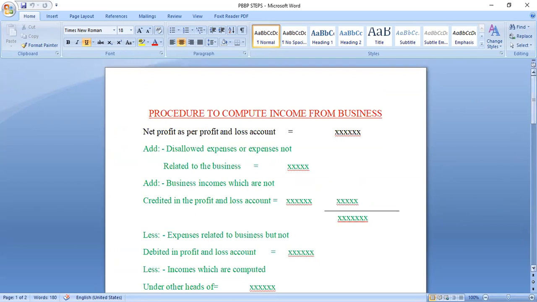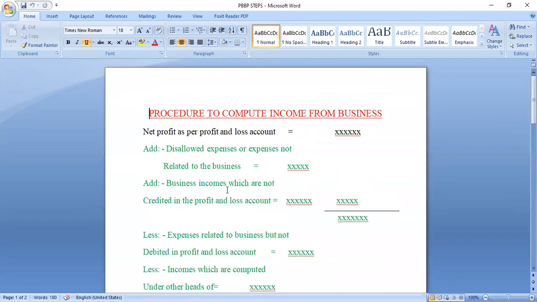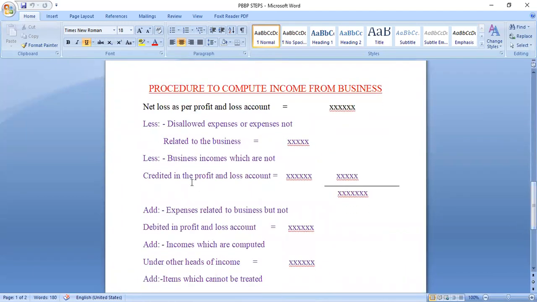Okay, now we'll do one problem. I'll explain slowly. Now we'll take this as a Bible for this, and remember this format here. If net profit is given, you should add these two and subtract these three, and you will get income or loss from business. If net loss is given, add becomes less, and less becomes add. So remember this procedure to compute income from business. Now I'll share the problem here. This is a problem.